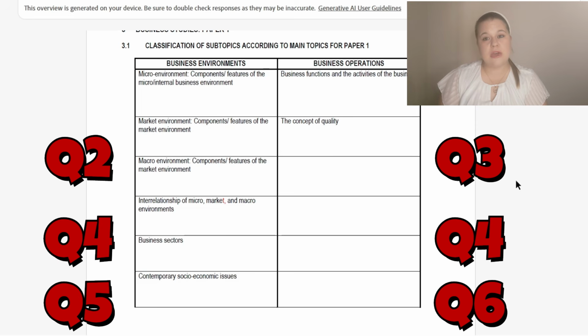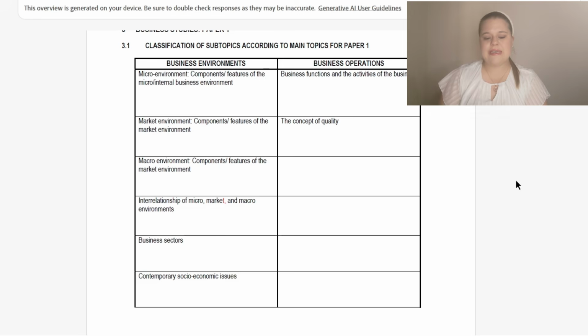So let's hop onto a paper 1 and let's see exactly how this is played out. And I will show you where you can see and where you can map out and see exactly what I'm saying with the question 2, 3, 4, 5, and 6.